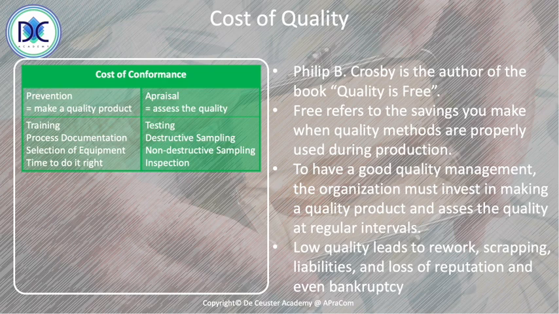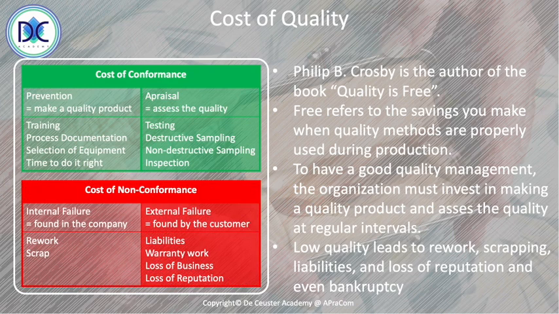On the other hand, when we have non-conformance, there is a cost related to non-conformance. We have internal failure, which means that we find the issue within the organization or the company. We can rework, we can scrap. We have also the possibility that we have an external failure, which means that the failure is found by the customer. And that's a worst case scenario, because here we will have liabilities, we will have warranty work, there may be a loss of business, loss of reputation, and it can lead to very large lawsuits and things like that.